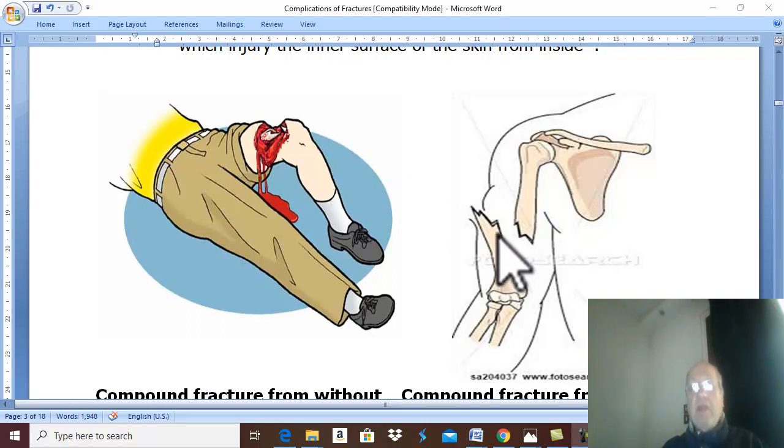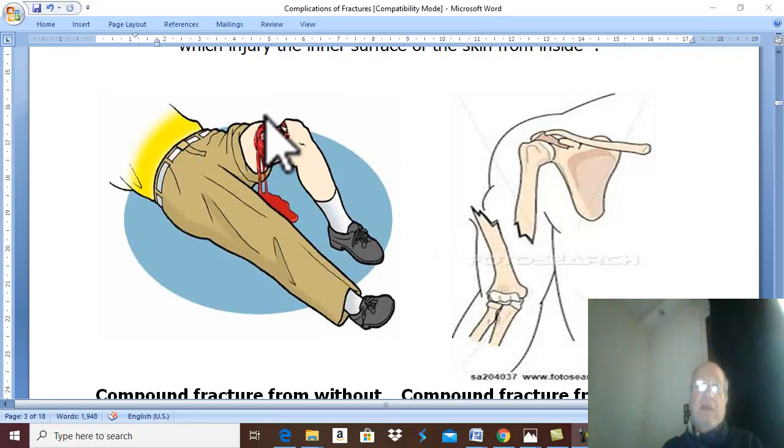In contrast to compound fracture from within, trauma leads to fracture of the bone, and the bone fragment produces injury of the inner surface of the skin from inside the body. In this case, contamination is not likely to occur, and it is less common than compound fracture from without.